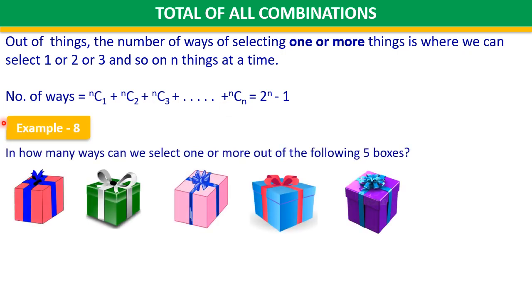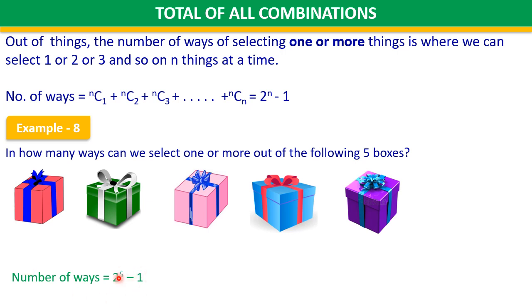In how many ways can we select one or more out of the following 5 boxes? Now, when it comes to the first box, either we can select it or we can reject it. When it comes to the second box, either we can select it or we can reject it. So there are 2 options for every box, either to select or to reject. So the total number of ways will be 2 into 2 into 2 into 2 into 2. That is 2 to the power of 5. So there are a total of 32 ways.